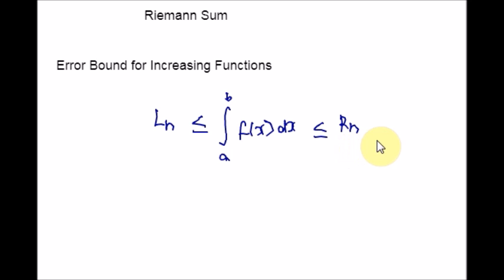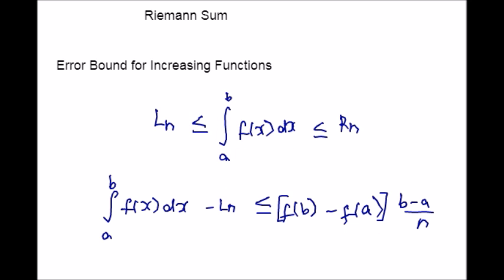So this can be written as, I can just subtract Ln from both these sides. I'll just show you in the furthermore method. I'm just using the Riemann sum definition here, and integral of f of x dx minus Ln. If I'm just subtracting Ln, this can be written as f of b minus f of a, the definition, times delta x. Delta x is nothing but b minus a over n. So this is the error bound for increasing functions.